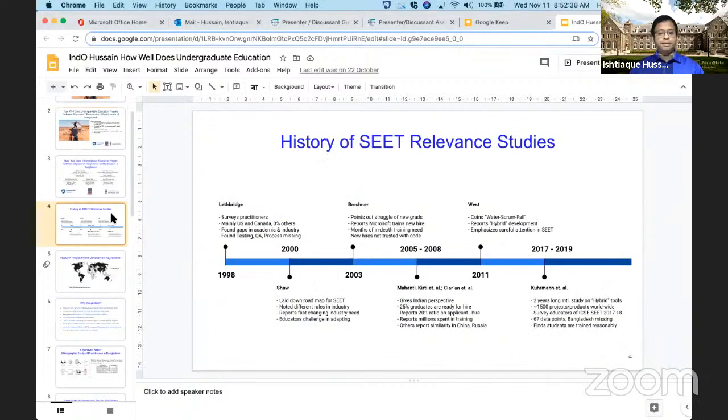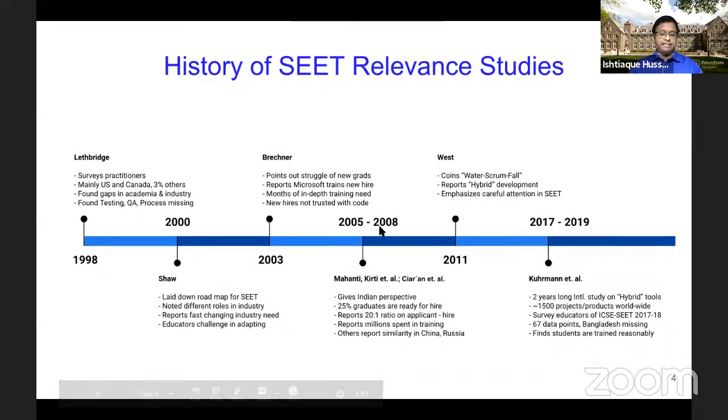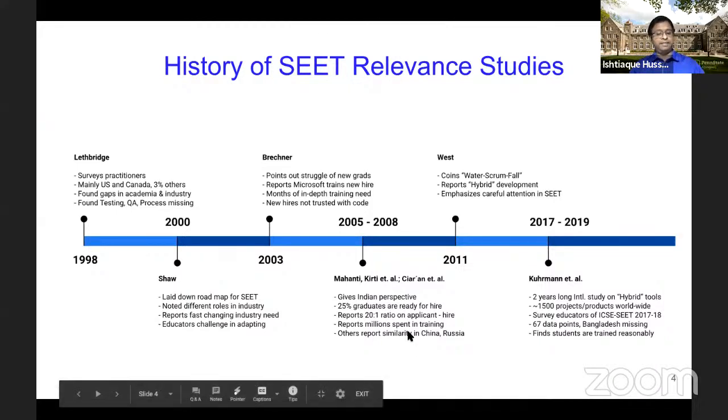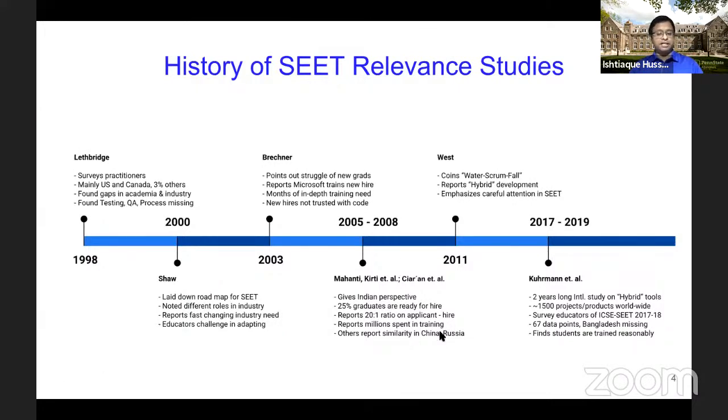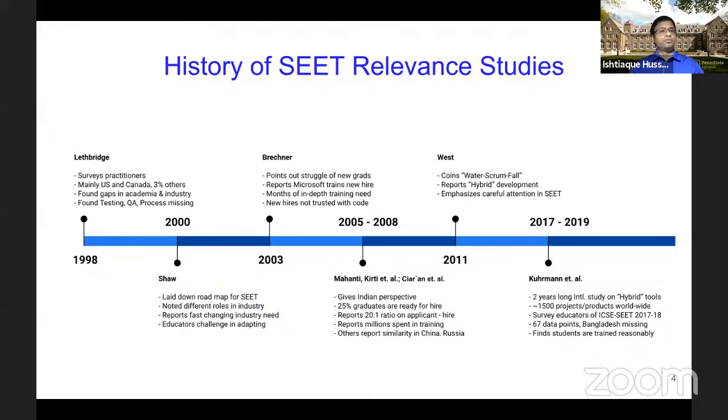Good question. In India, there are some researchers who have already done similar research. In 2005 to 2008, Mahanti and Kirti did an extensive study, and they found that only 25% of graduates are ready for industry, and there is a 20-to-1 ratio of applicants to actual hires. Similar studies were done for Russia and China, and they also showed that their graduates are not ready for industry.